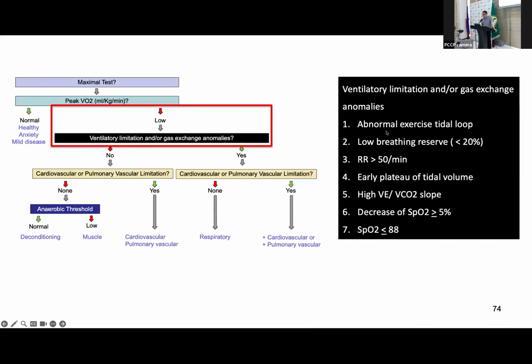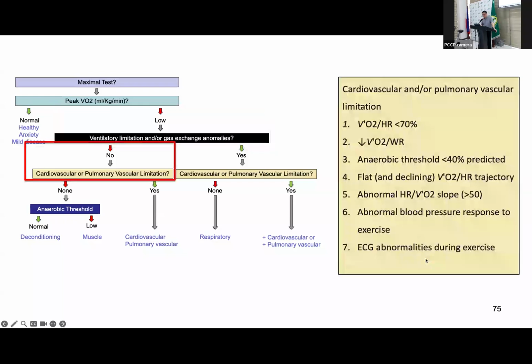What are the signs of ventilatory limitation? Abnormal exercise tidal loop, flow limited ba? Dynamic hyperinflation ba? Low breathing reserve, magic number 20. Is the RR too high, more than 50? Is there early plateau of the tidal volume? Is there a high VE-VCO2 slope? Is there desaturation? Okay. If there's none, then you rule out pulmonary vascular and cardiovascular and deconditioning.